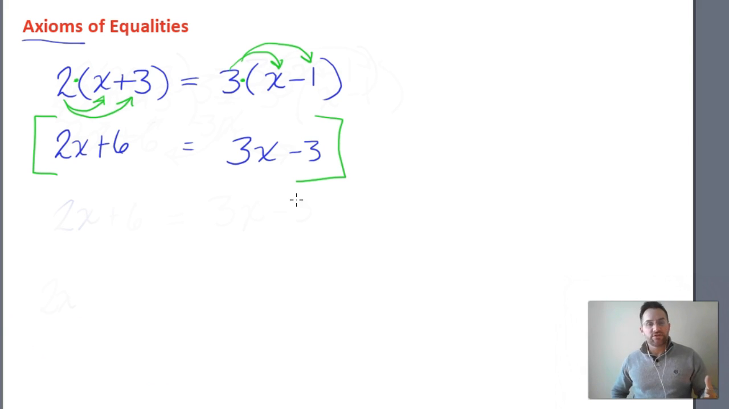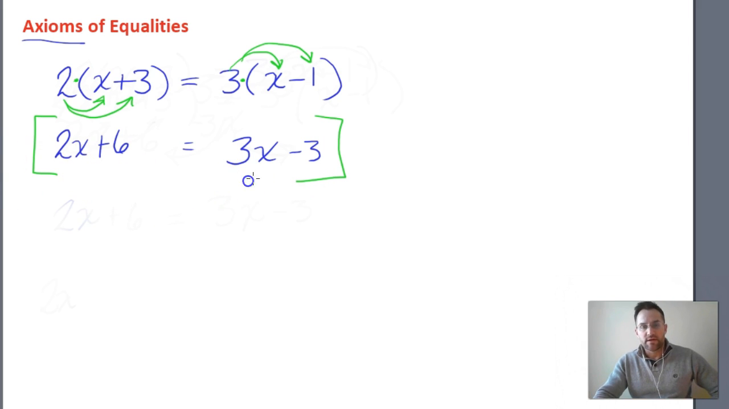Now, what's a strategy that we can use to get the coefficient and variable from this side to this side, and the number from the constant term 6 from this side to this side, right? Because if we can get all the variables on one side and all the constant terms on the other side, we can sort out what x is, can't we? And that's using axioms of equalities. That is exactly what we're doing.